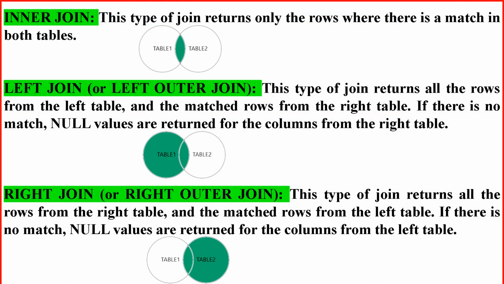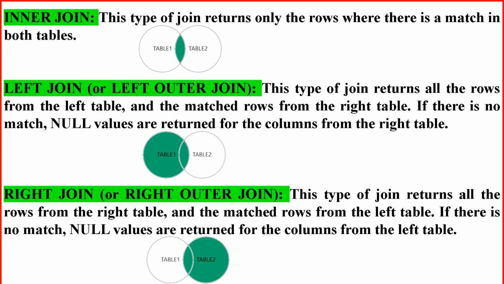Let's revise the types of joins. Inner join. This type of join returns only the rows where there is a match in both tables. Left join, or left outer join. This type of join returns all the rows from the left table, and the matched rows from the right table. If there is no match, null values are returned for the columns from the right table.